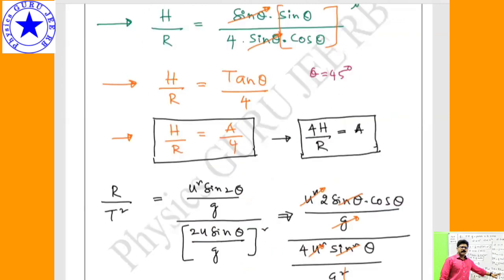Let us take an example: a body is projected with an angle theta equal to 45 degrees. Then calculate the ratio of maximum height to the range of the projectile. H by r, if you know tan theta by 4, directly you can substitute, and you will be getting h by r equal to 1 by 4, that's all. Or you can find the relation, r is equal to 4 times of h.